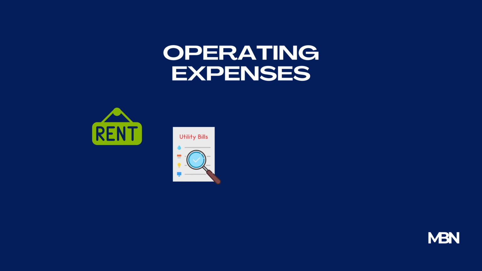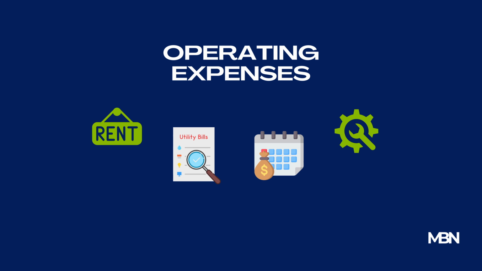Unlike capital expenses, which are one-time costs for long-term assets, operating expenses are recurring. They include things like rent, utilities, salaries, and maintenance costs.